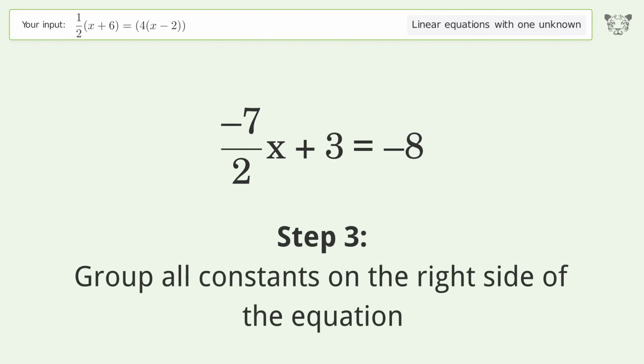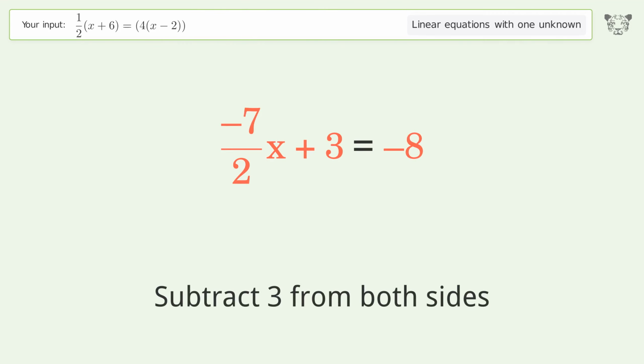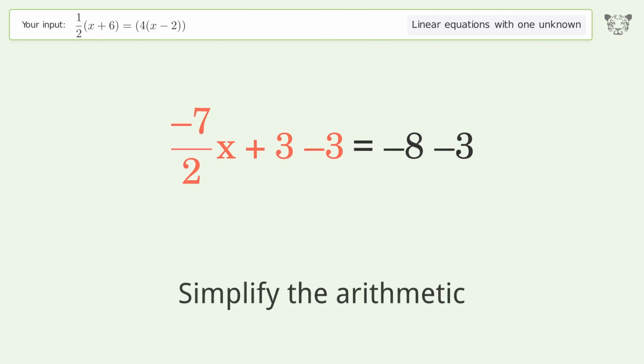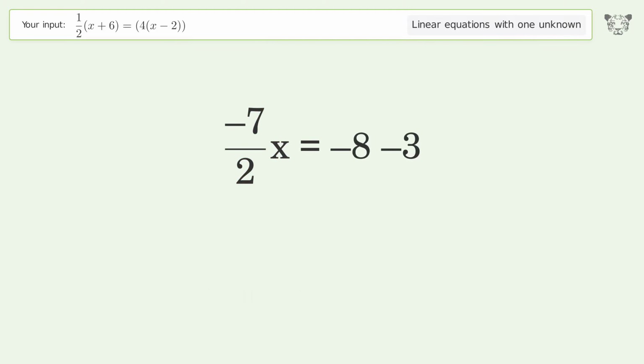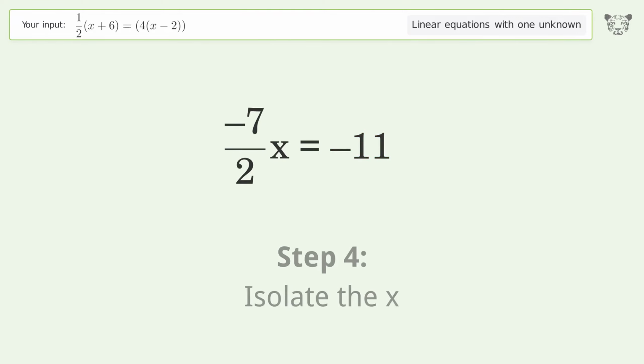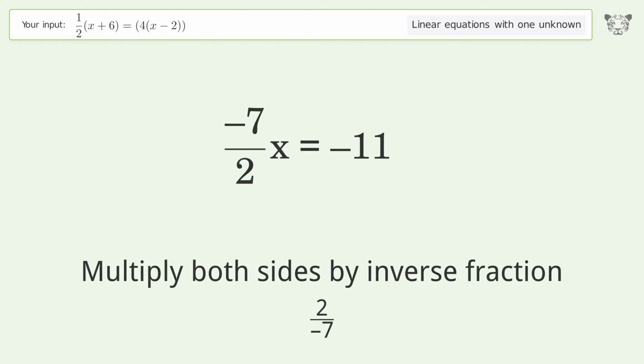Group all constants on the right side of the equation. Subtract 3 from both sides. Simplify the arithmetic. Isolate the x. Multiply both sides by inverse fraction 2/7.